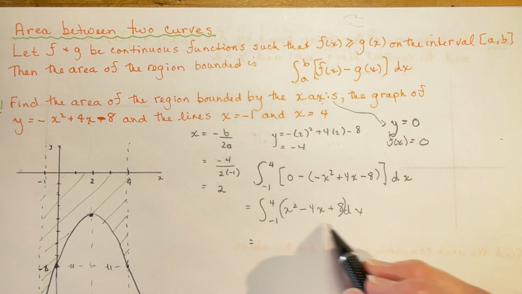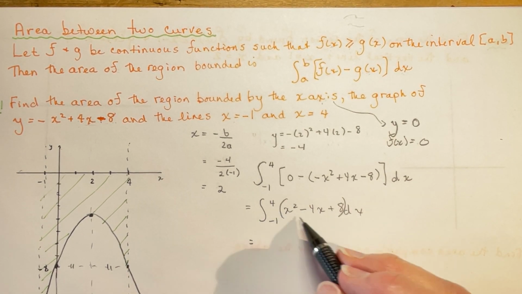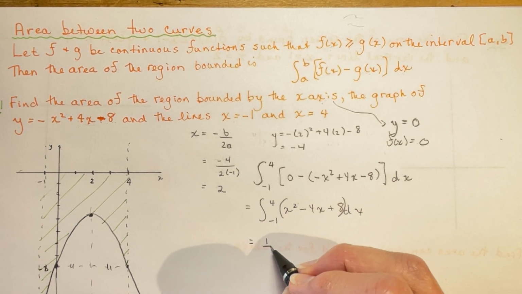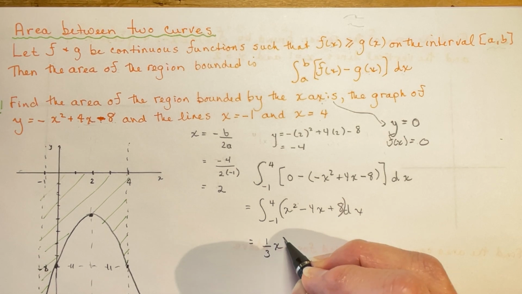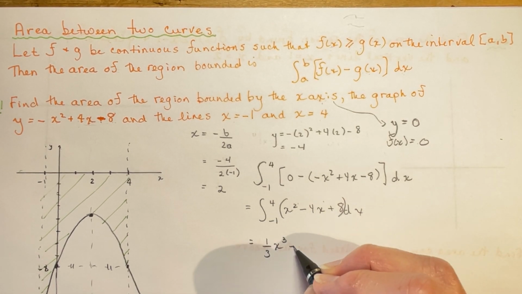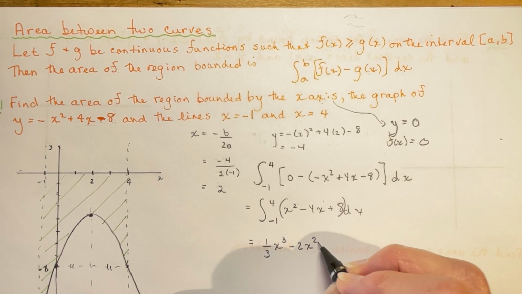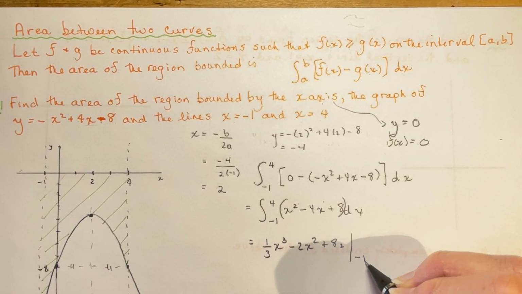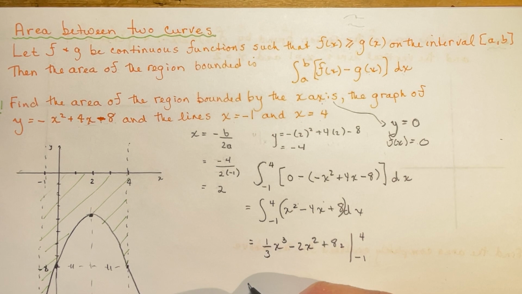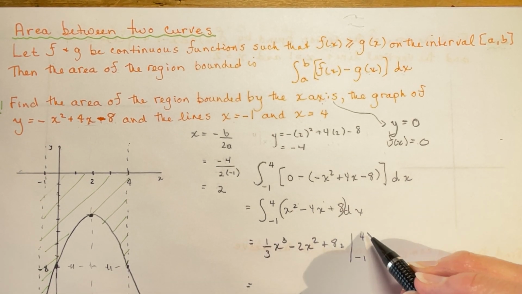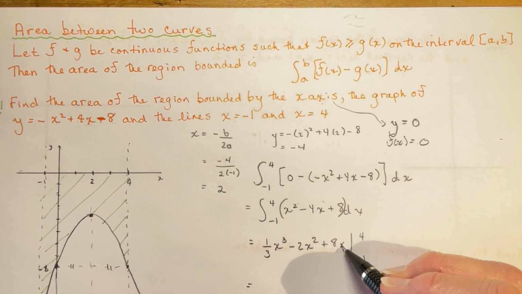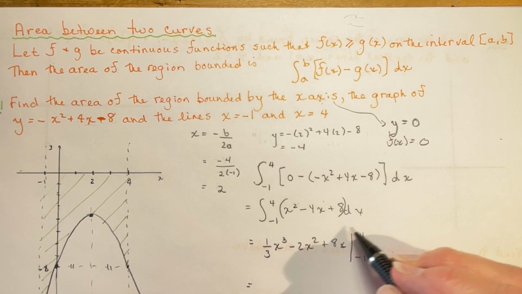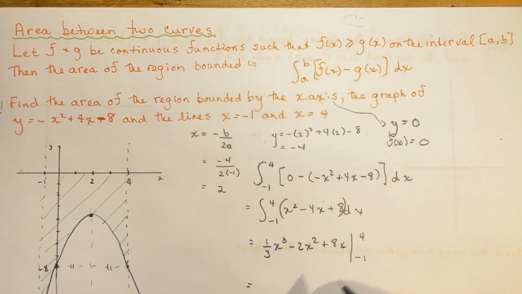Okay, so now I'm going to integrate or take the antiderivative of this part of the equation. So I add 1, divide by 3, so that's 1/3 x cubed. Add 1 is 2, that's going to be minus 2x squared plus 8x, and I'm evaluating it between minus 1 and 4. Now remember, to take the definite integral, you're going to do f at 4 minus f at minus 1. So now we're just going to plug those in.